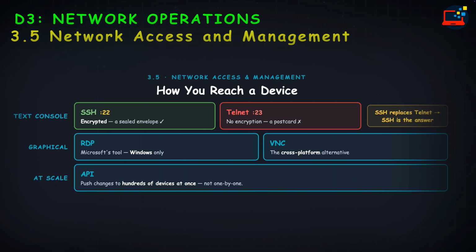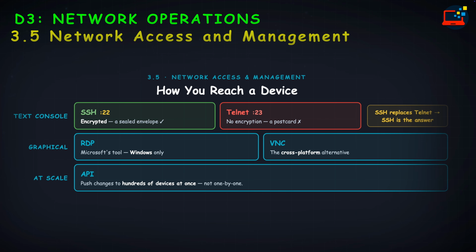SSH is a sealed envelope. Telnet is a postcard anyone along the route can read. SSH was built to replace Telnet, so whenever the exam offers both, SSH is the answer. For a graphical session, RDP, the Remote Desktop Protocol, is Microsoft's tool for controlling a Windows machine, while VNC is the cross-platform alternative that runs on many operating systems.